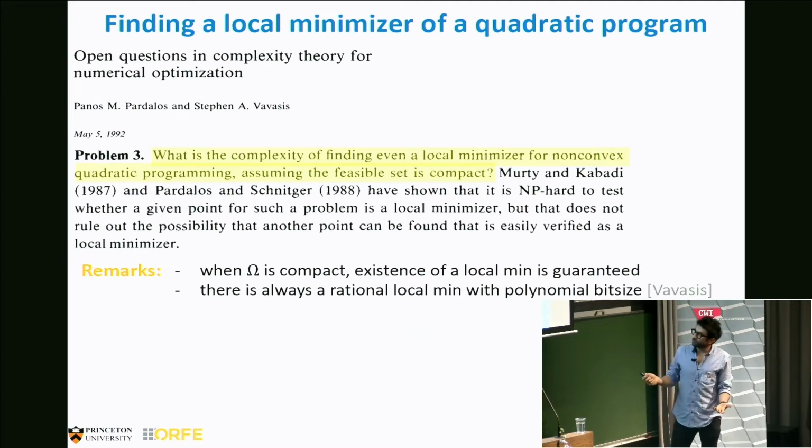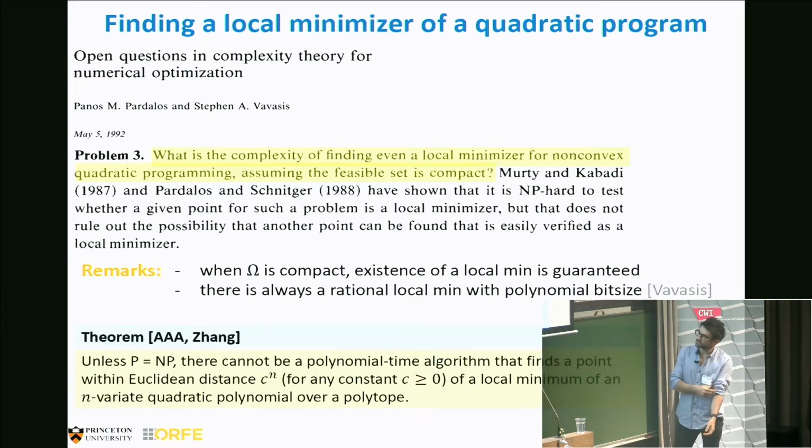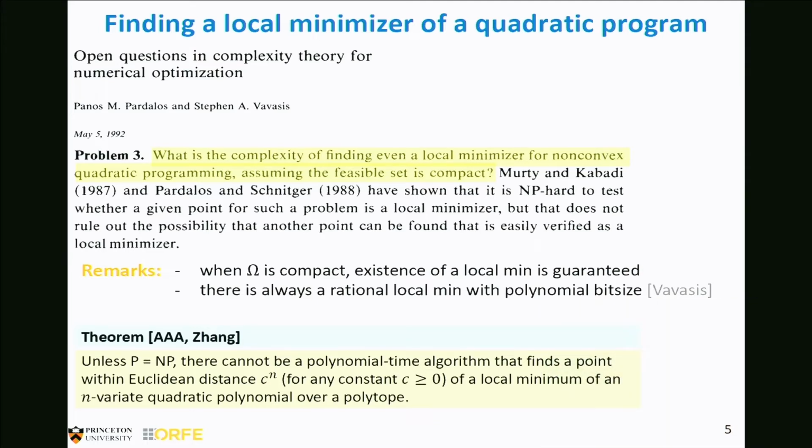Okay, and here's the main theorem that gives an answer to this question. We showed that unless P equals NP, there cannot be a polytime algorithm that finds the local min of a quadratic program. In fact, the negative result is stronger. It says not only can you not find the local min, you cannot even get close to it. You cannot get even exponentially close. So for any constant c, fix c to be 2 or 100, there is no polytime algorithm that can return a point which is within distance 2^(-cn) of some local min of a quadratic program. Okay?